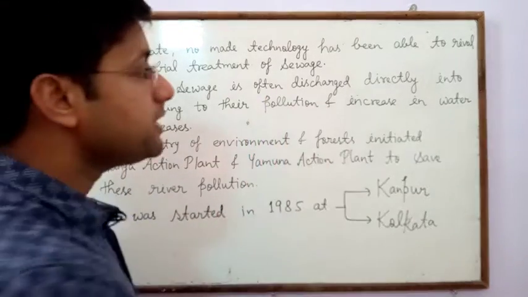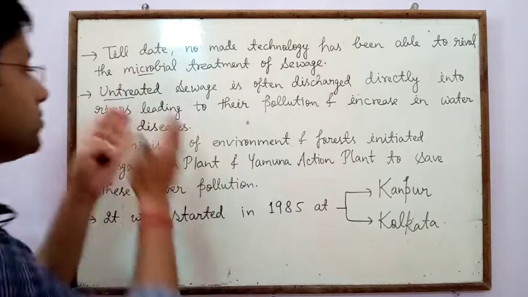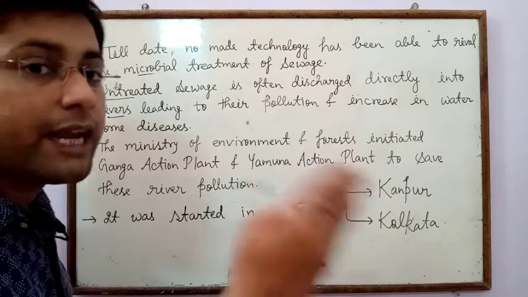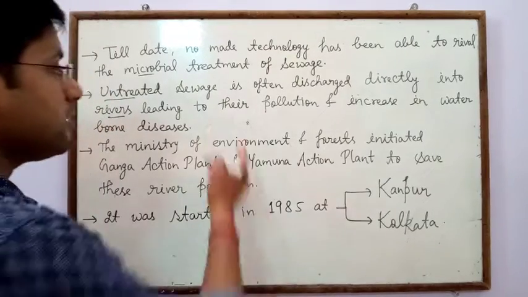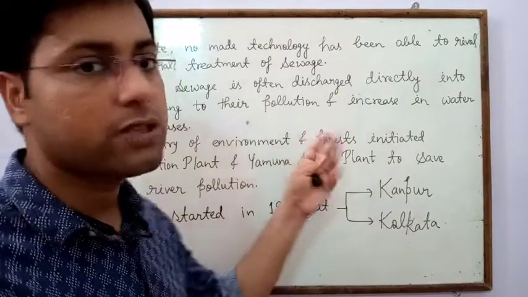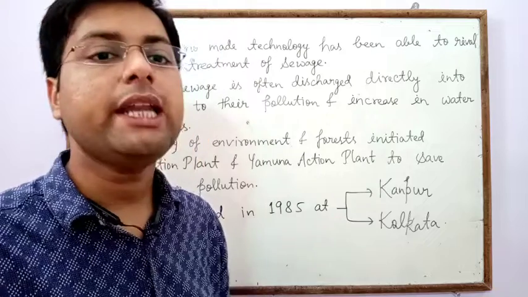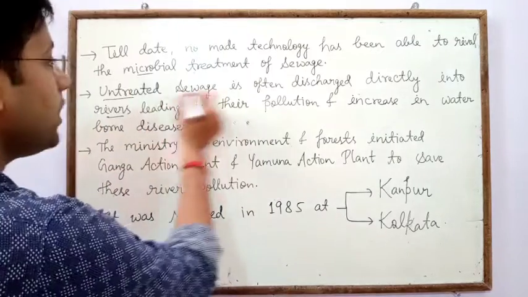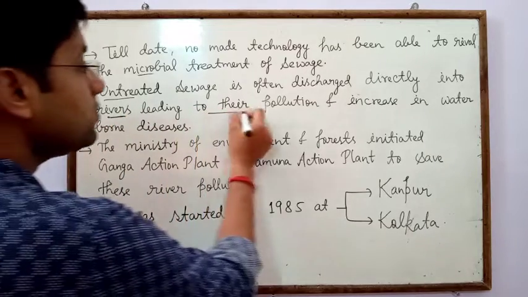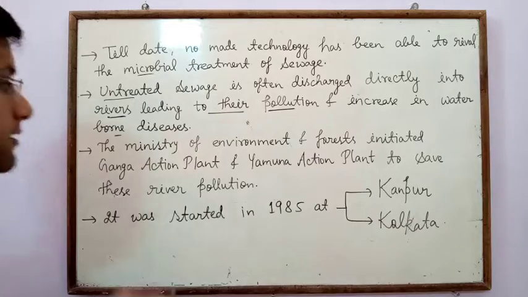Untreated sewage, meaning sewage with microbes and harmful agents, is often discharged directly into rivers, leading to their pollution. That pollution causes water pollution and many waterborne diseases.